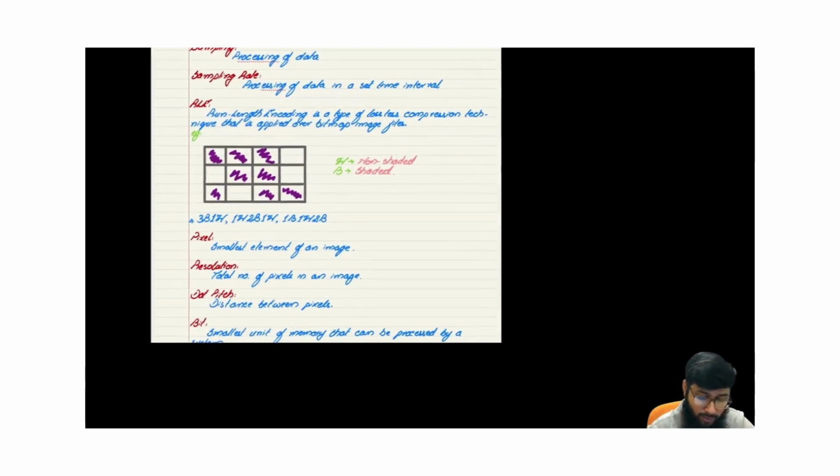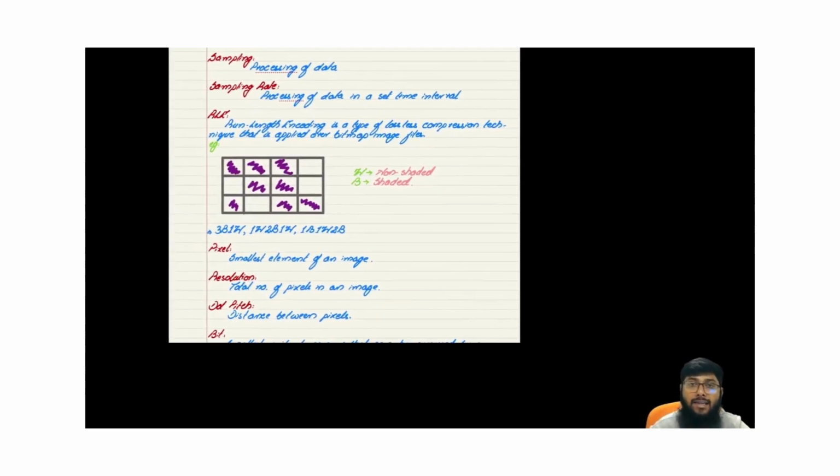Okay, now coming towards the sampling. What is sampling? It is the processing of any sort of data. Now it could be sound data, it could be images, it could be video data, or any sort of thing. So sampling is something that happens whenever you're going to process the data. Now what is a sampling rate? Sampling rate is the processing of data within a particular time. For a given time or interval of time, how much data we are going to process in that particular interval is known as the sampling rate.